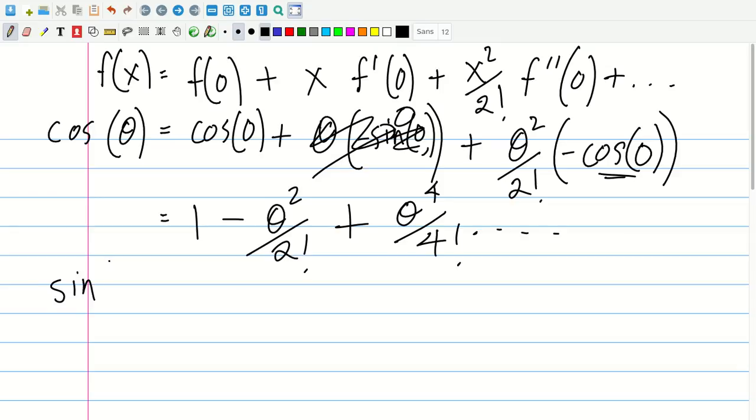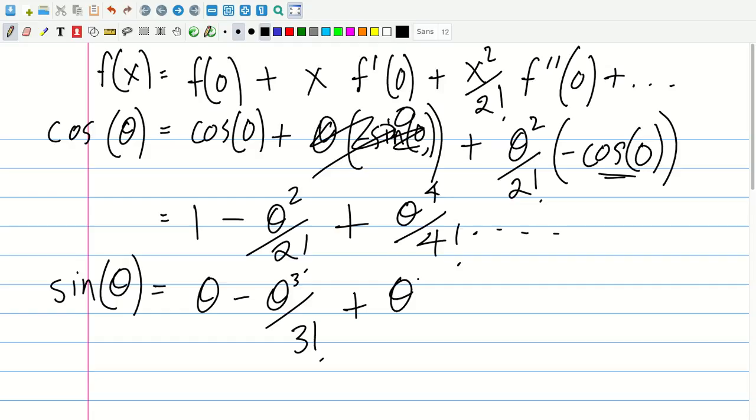If you do the same thing with sine, and I want you guys to try this, you end up getting theta minus theta cubed over 3 factorial plus theta to the 5 over 5 factorial, and it keeps going.